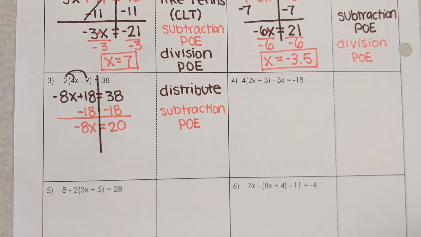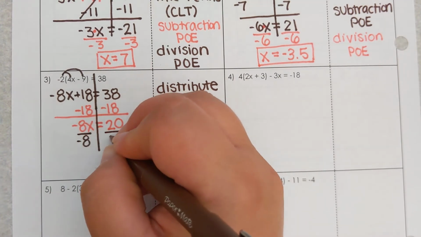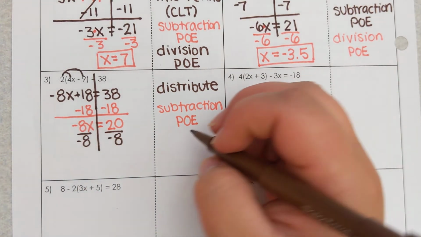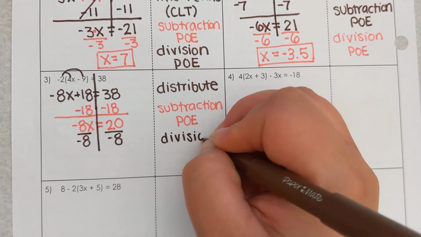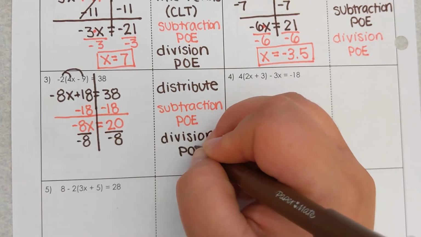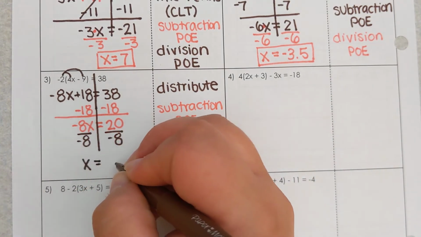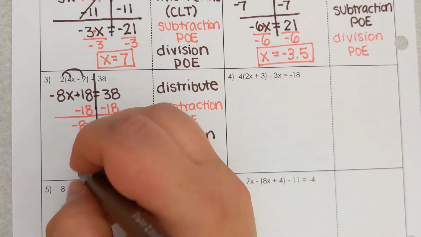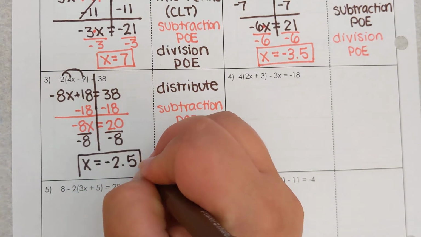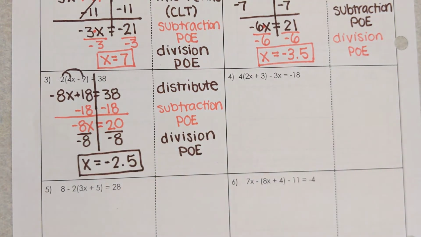And then I'm going to divide by -8. Okay, this is division property of equality, and 20 divided by -8 is -2.5. Okay, so I'm giving you guys some problems that have decimals in them, and that's okay.